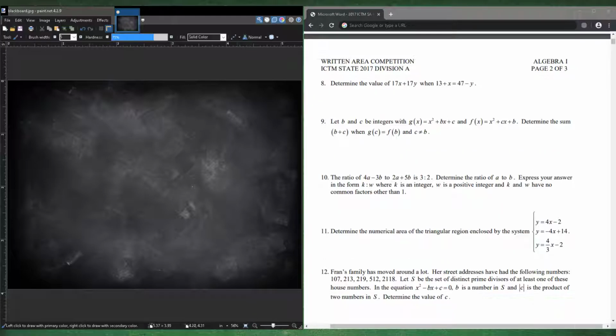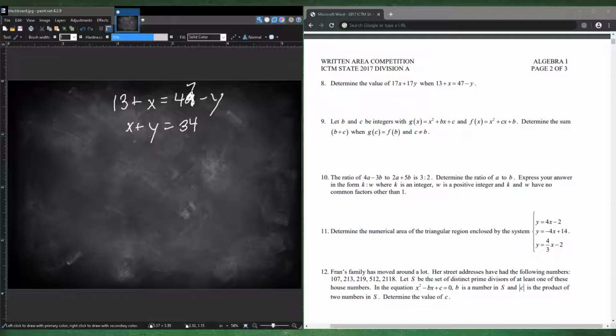Okay, number 8. Determine the value of 17x plus 17y when 13 plus x equals 47 minus y. So let's write that out. And let's move all the variables to one side. So add the y to the other side, so x plus y, and move the 13 to the other side. So 49 minus 13 is going to be 36. Oh, sorry, that was 47. Sorry about that. That was 47. 47 minus 13 is going to be 34.